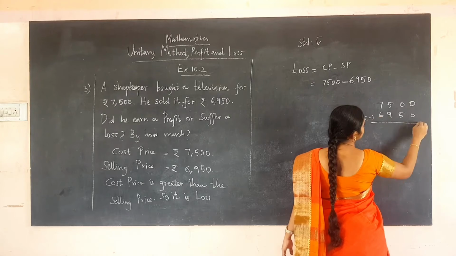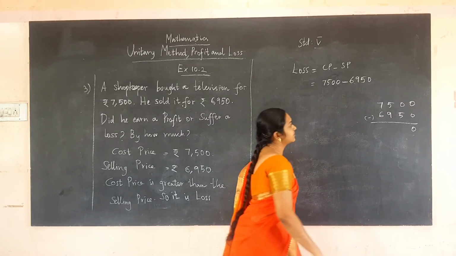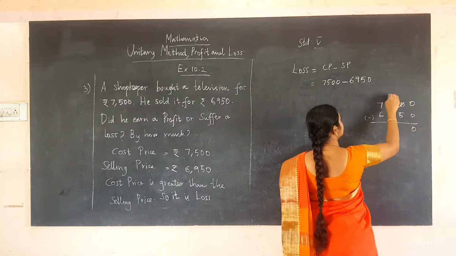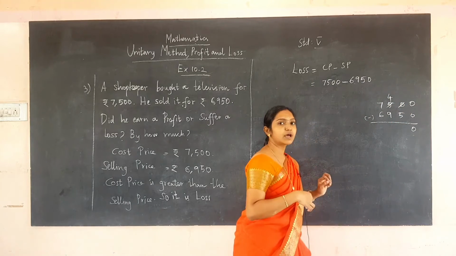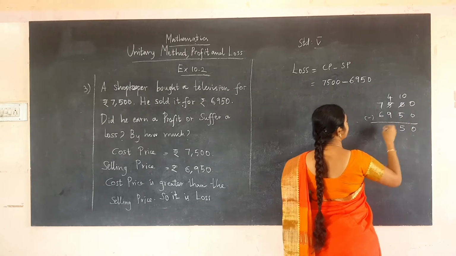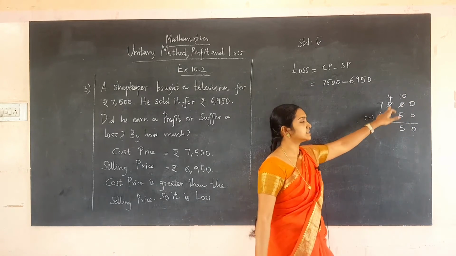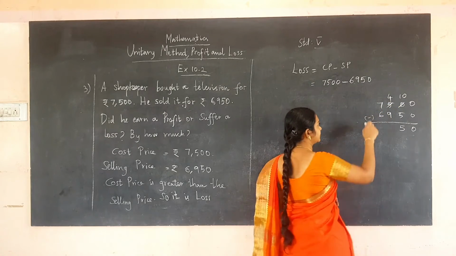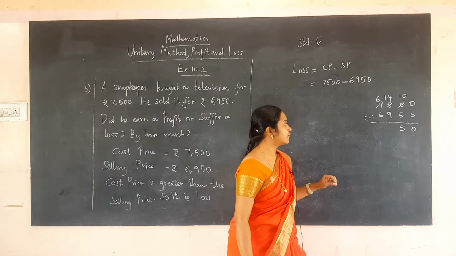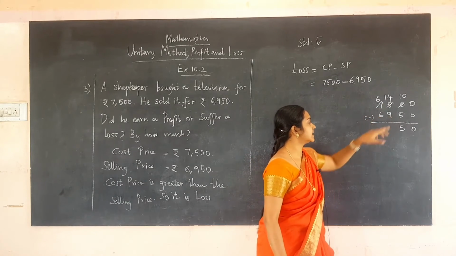Subtract. 0 minus 0 is 0. 5 is greater than 0, so borrow from the before number. So 5 will be changed as 4 and 0 will be changed as 10. 10 minus 5 is 5. Again 9 is greater than 4, so borrow from the before number. So 7 will be changed as 6 and 4 will be changed as 14. 14 minus 9 is 5.